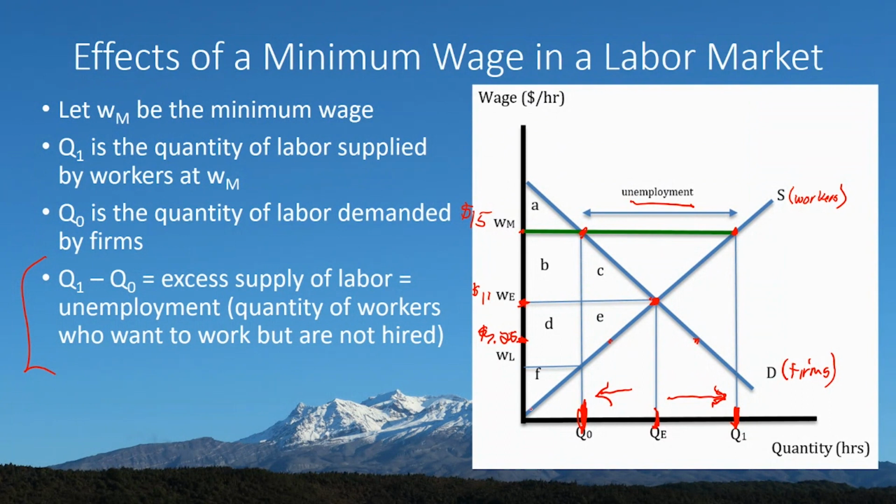Because these many people here, up to Q0, they're supplying a job and they're getting a job. All of these remaining people are willing to work, but there are no jobs available for them to work. So they just are out there wishing to work, but not able to work. And that's what's causing this unemployment in the marketplace.